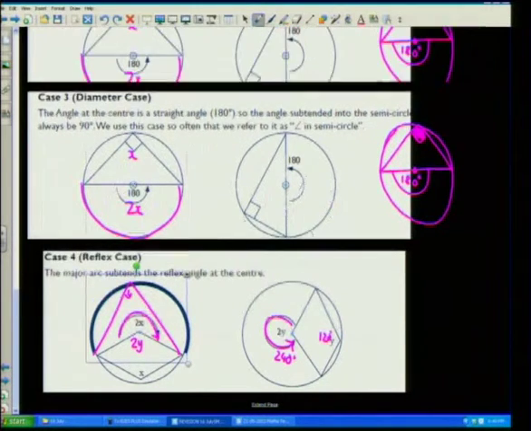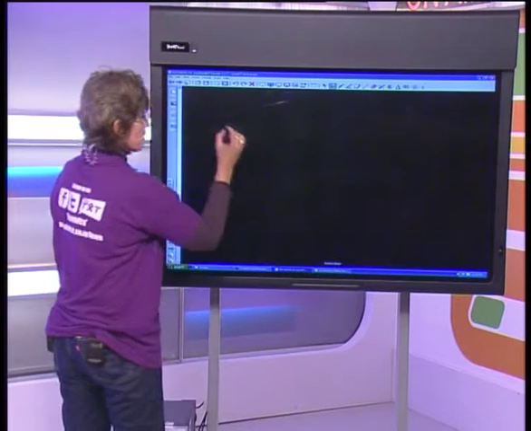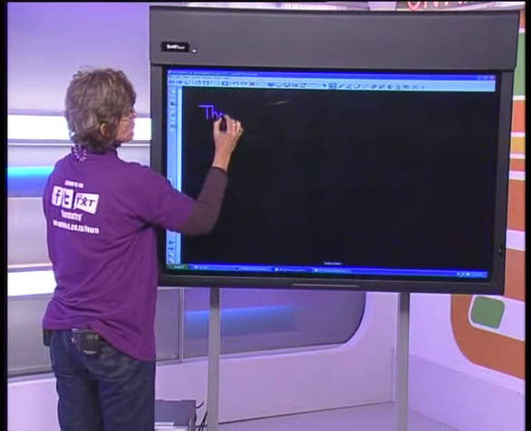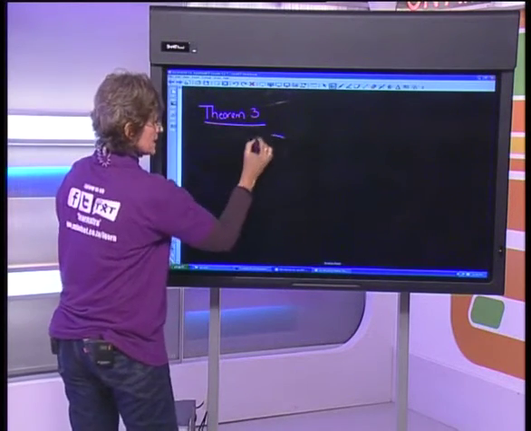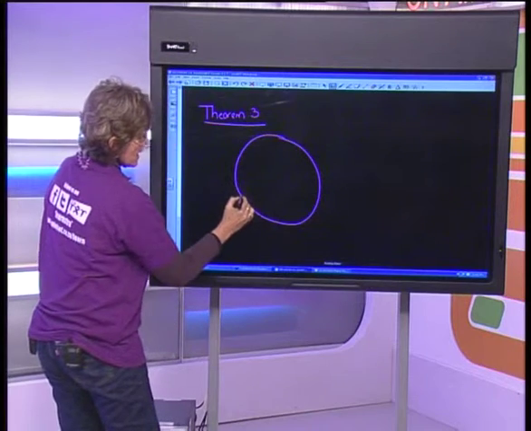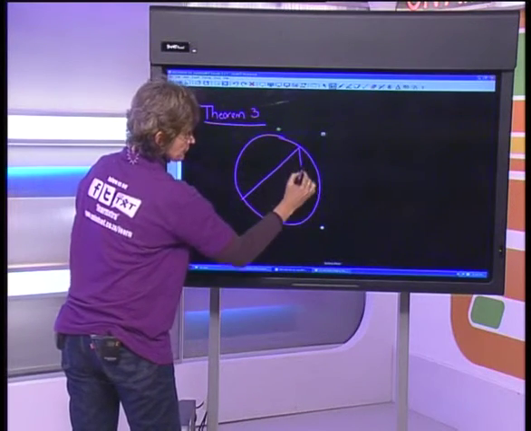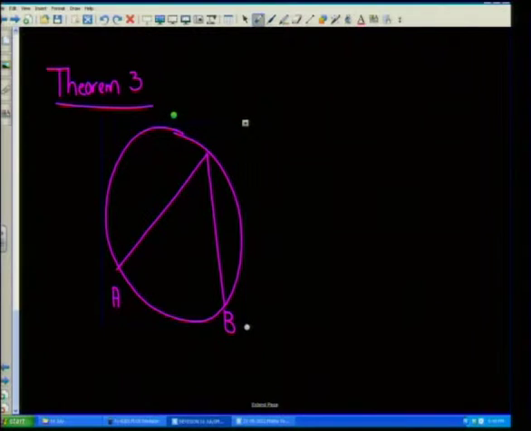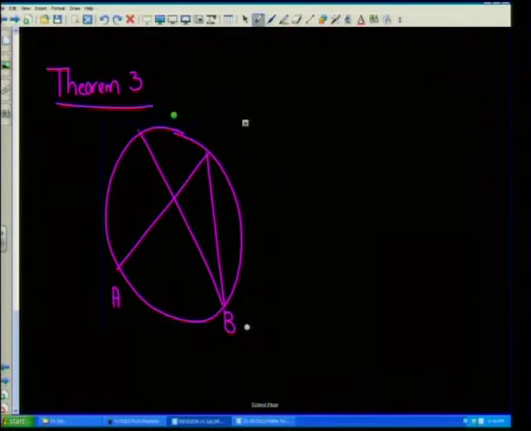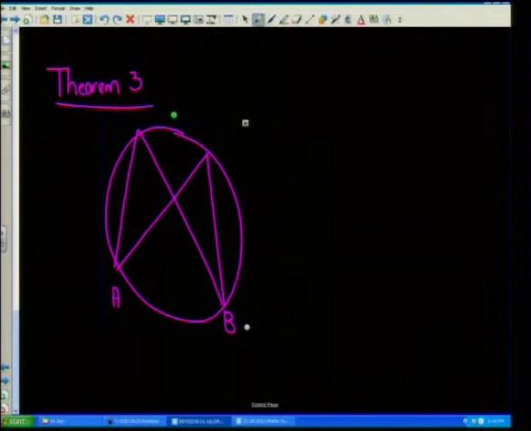Okay, moving on to the next theorem, which you don't have to know the proof for. The third theorem says the following. If you have an angle subtended by an arc AB to the circumference, and we subtend a second angle from those same two points, then these two angles are going to be equal to each other.